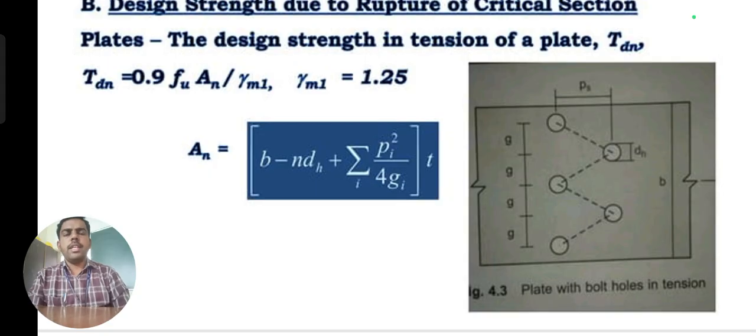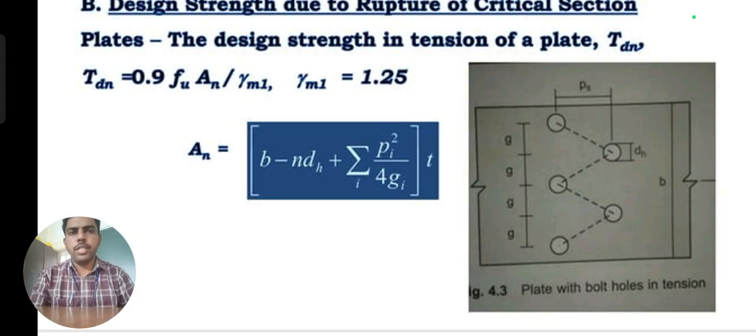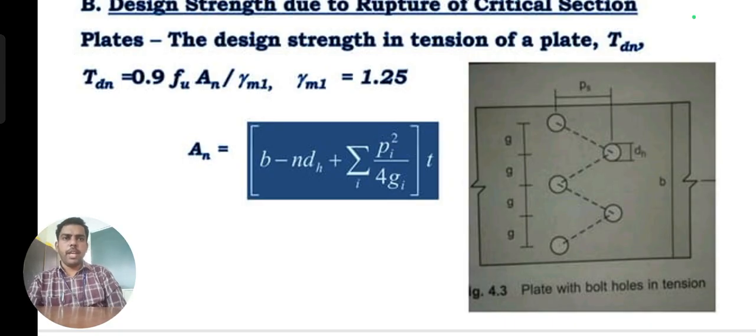The net area is b minus n d0 plus summation p i squared by 4 g i into t. Where the bolts are not provided in a similar position, you have to provide them in a zigzag pattern. In that situation, the gauge should be considered in that particular scenario.